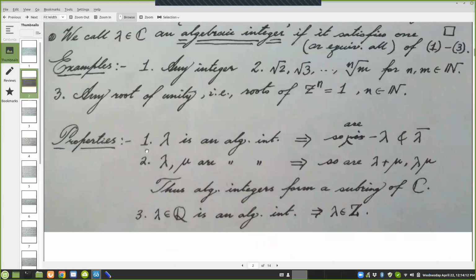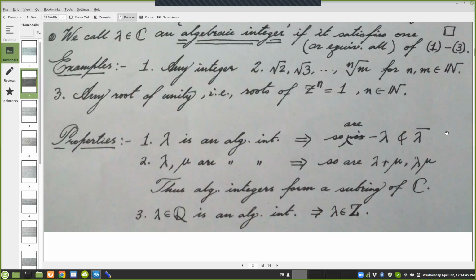So the first property that we will see is if lambda is an algebraic integer, then so are minus lambda and conjugate of lambda. This is very easy to see. If A is the matrix whose eigenvalue is lambda and A has all coefficients in Z, then we consider minus A that will also have all coefficients from Z and will have minus lambda as an eigenvalue. Okay, to see lambda bar is an eigenvalue, we will keep the matrix A as it is.